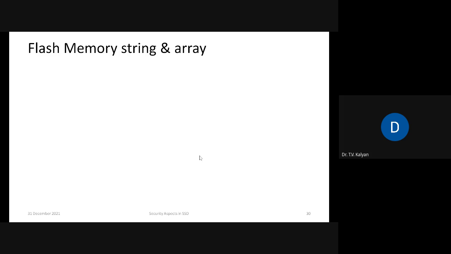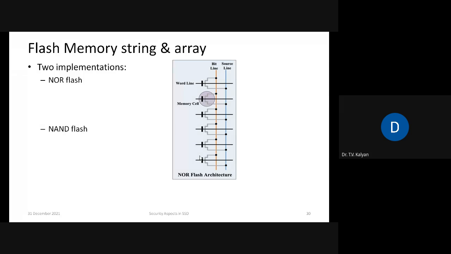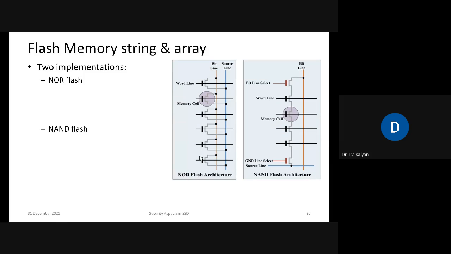Now with this single flash memory cell, whether it is storing 1 bit, 2 bit or 3 bit, let's zoom out and try to create an entire memory structure, right? There are 2 primary implementations of this. One is NOR flash, another is NAND flash, right? I'm going to skip the differences here.